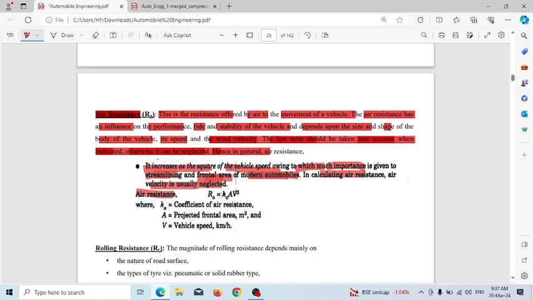The air resistance formula is RA equals Ka into A V square, where Ka is the coefficient of air resistance, A is the projected frontal area, whose unit is meter square, and V is the vehicle speed. Its unit is kilometer per hour. Where A is the frontal projected area.